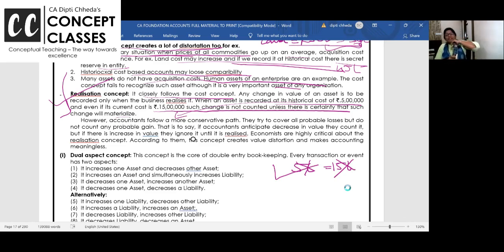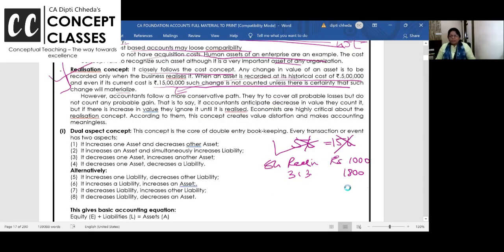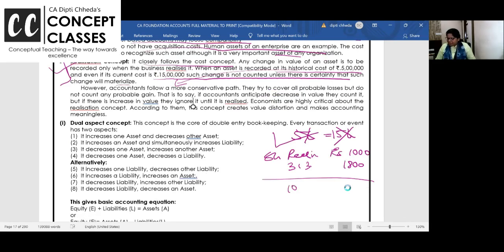So many people face this practical issue with investments. I purchased shares of Reliance Industries, I bought them at say ₹1,000 per share. Now on 31st March, the value was 1,800. Can I record it at 1,800 and book a profit of 800? No, because I have not sold it. Maybe on 10th of April, when I decide to sell, the price may be 700 or the price may be 1,700.